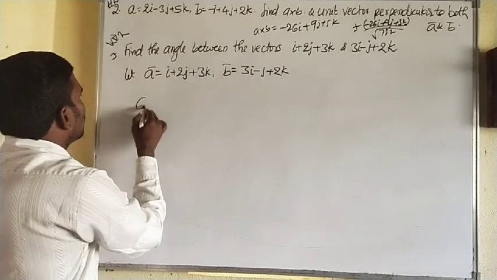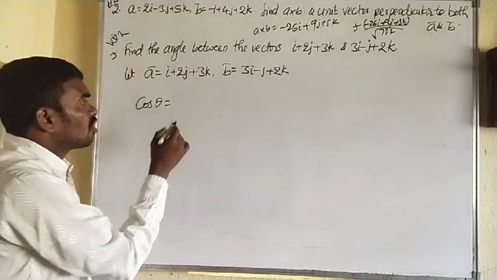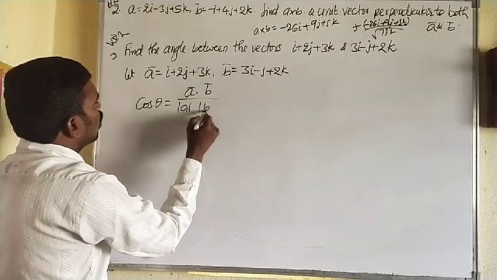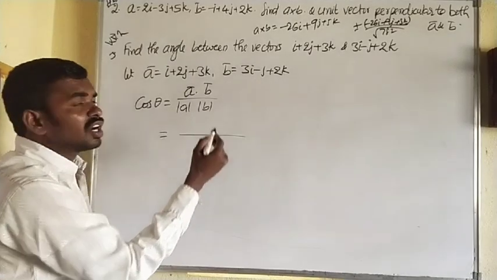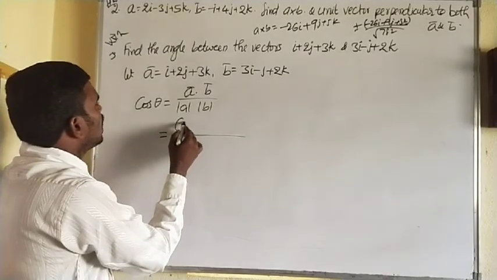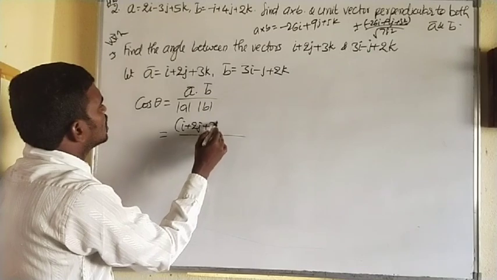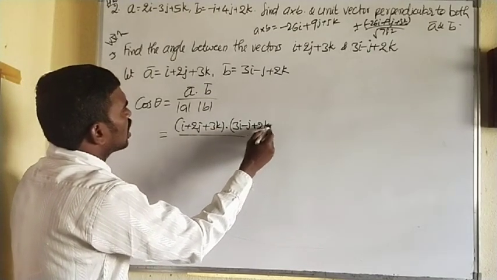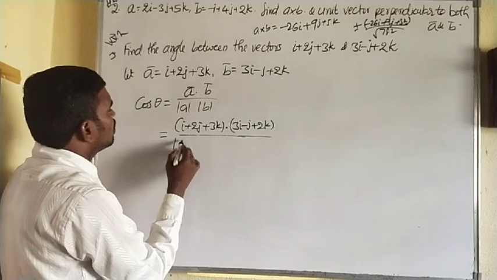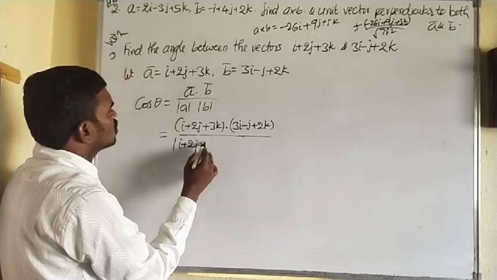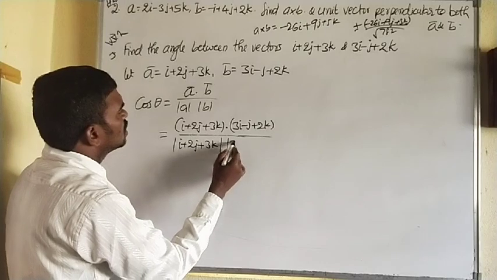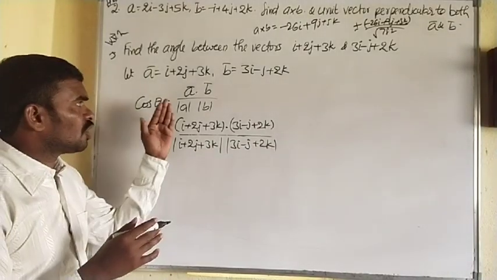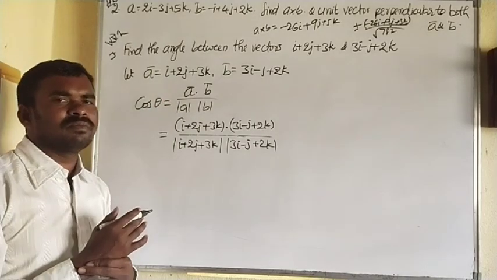What is the angle formula? If the angle is theta, then the cos theta formula is A bar dot B bar by mod A mod B. So A bar dot B bar means i plus 2j plus 3k dot B bar means 3i minus j plus 2k, by modulus A means modulus i plus 2j plus 3k into modulus 3i minus j plus 2k. Okay. Of course, the same formula in maths B is also repeated.